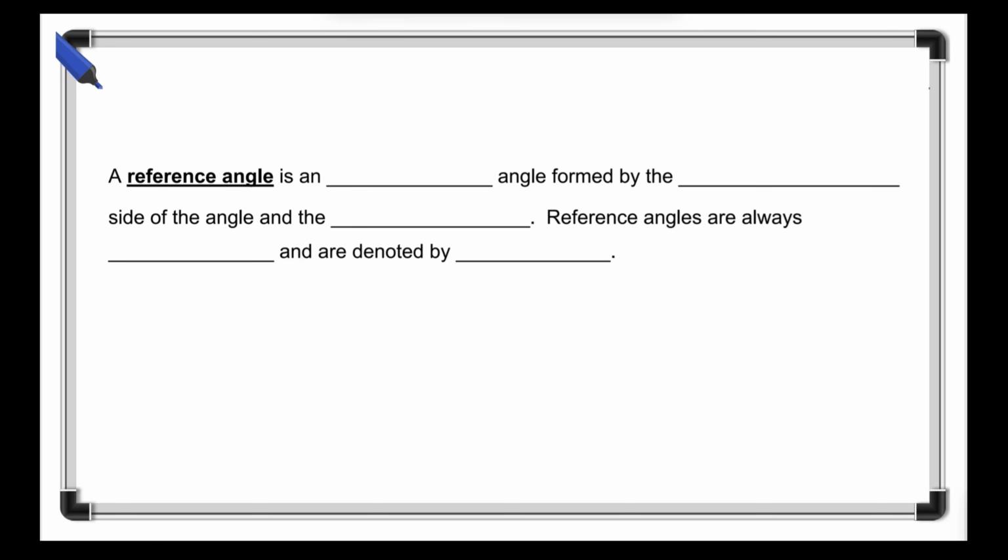Now, a reference angle is actually an acute angle, so you know that that's less than 90 degrees, and it's actually formed by the terminal side of the angle and the x-axis. Now, reference angles are always going to be positive, and they are denoted with our little theta symbol and our little prime. So reference angles you can actually use for future questions like evaluating trig functions, and they will help you to determine where the angle is going to be.